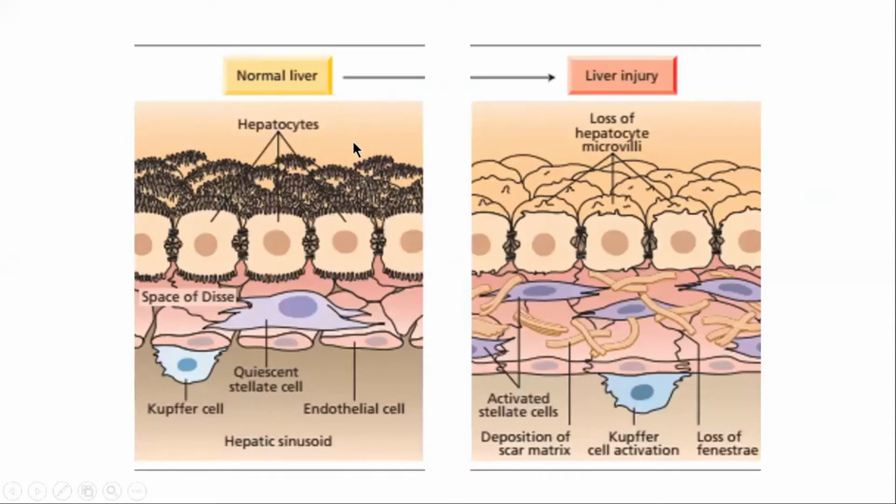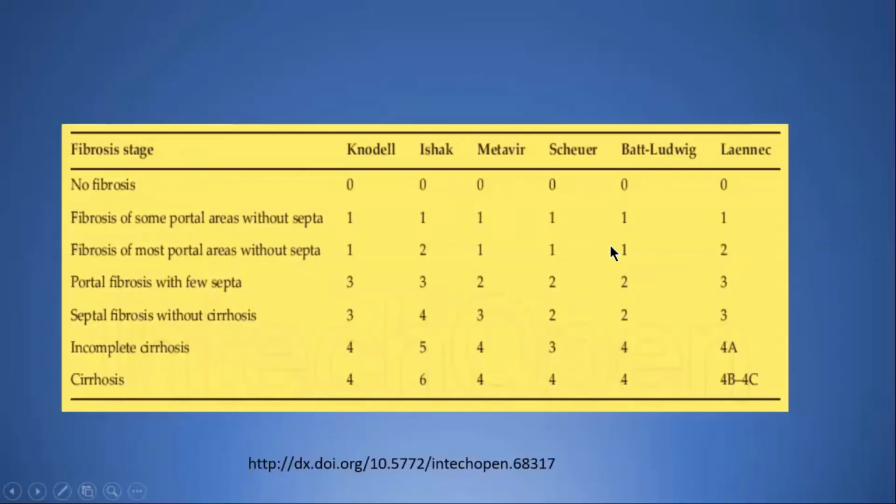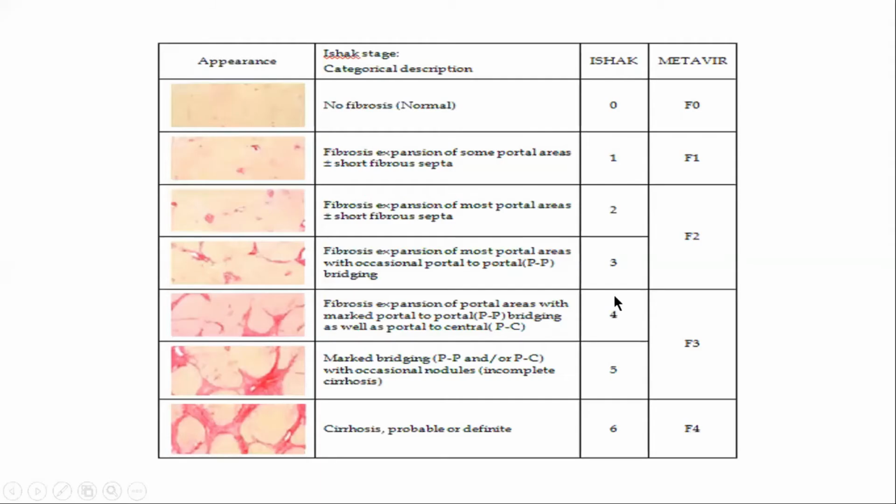This is showing normal liver, and in the space of Disse there is type 4 collagen, which is non-fibrillary, but in the right side photo it is showing type 1 collagen, which is fibrillary. And also there is loss of hepatocyte microvilli. What are the stages of fibrosis? Here is showing different types of fibrosis scores, commonly used Ishak and Metavir score, other scores: Knodell score, Scheuer score, Batts-Ludwig, and Laennec score. And we will show comparison between Ishak and Metavir score here.